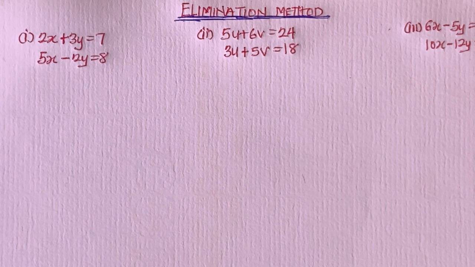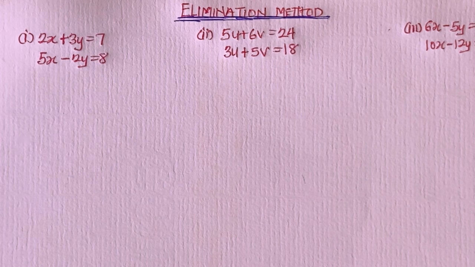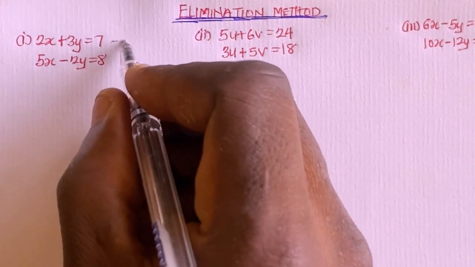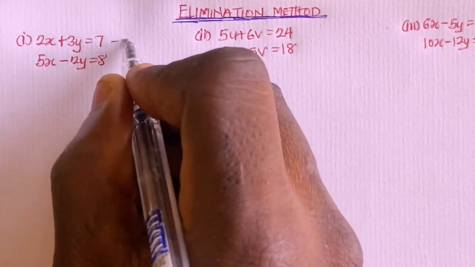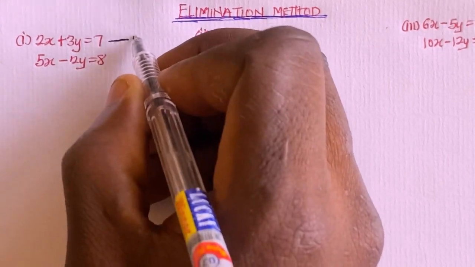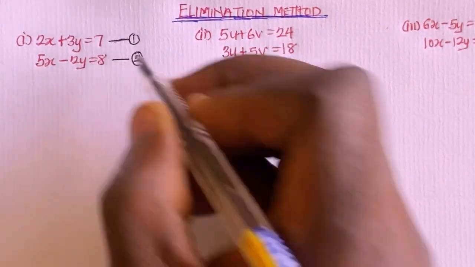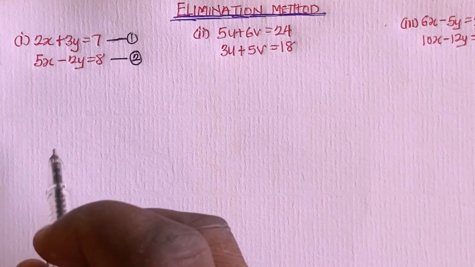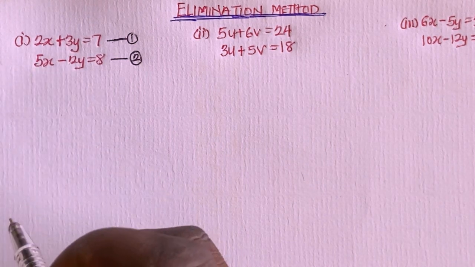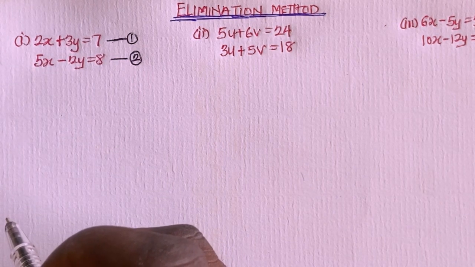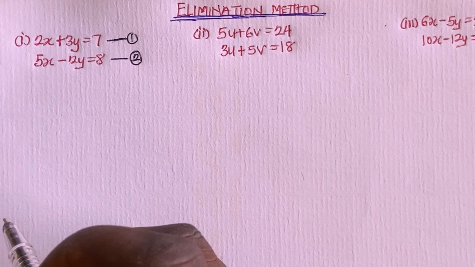So I have three questions here, of which I'm going to solve two, and you'll be the one to solve the third question. Now, I'm given two linear equations here. The first thing I must do is call this one equation 1, and this is equation 2. This is a linear equation involving two unknowns, so in this case, I'm given variable x and variable y.